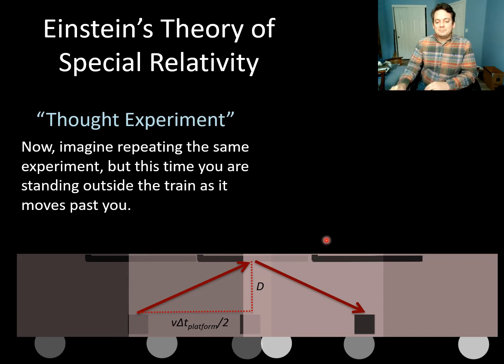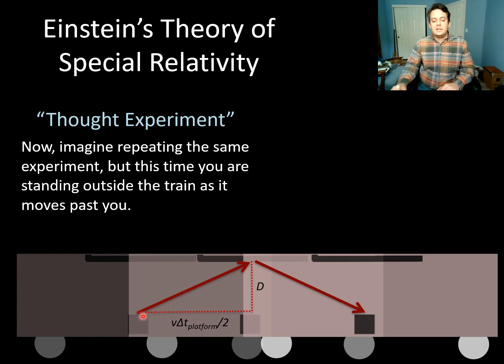So if you break down the triangle, the two legs are: one of the legs is D, the same distance that we talked about before, the distance between the laser box and the mirror. But then we've got the other leg, which has a length given by V delta T platform divided by 2. And if that looks complicated, it's not.